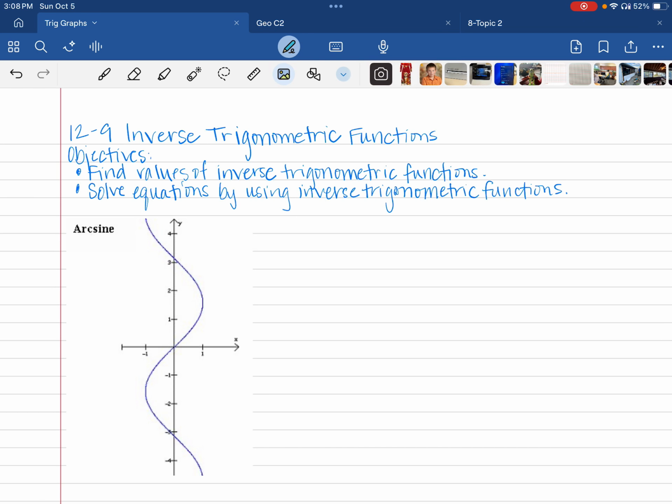Good morning, guys. Today we're going to go through the first part of the notes for section 9, the last section on graphing trigonometric functions. In this section, we're going to go over inverse trigonometric functions.